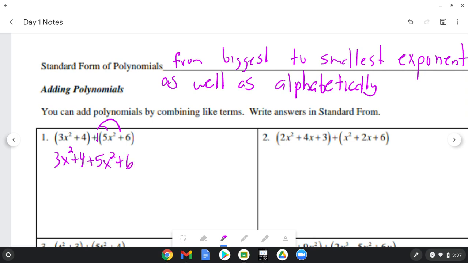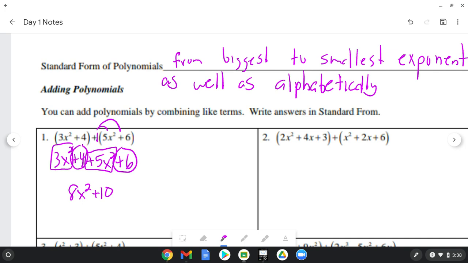So that means we just have to combine like terms. So we've done this last semester. If we combine like terms, we're just looking for things that are the same exact variable with the same exact exponent. So now we have this 3 and this 5, so that would give me 8. And we have this plus 4 and this plus 6, and that would give me plus 10. So in the end, I can't add the 8 and the 10 together because they don't have the same variable and exponent. So that'd be my answer, it would just be 8x squared plus 10.